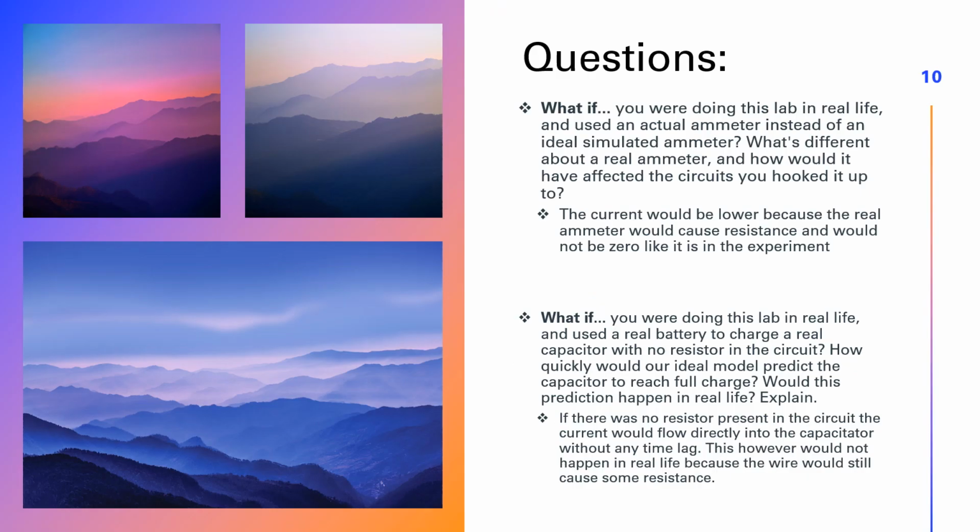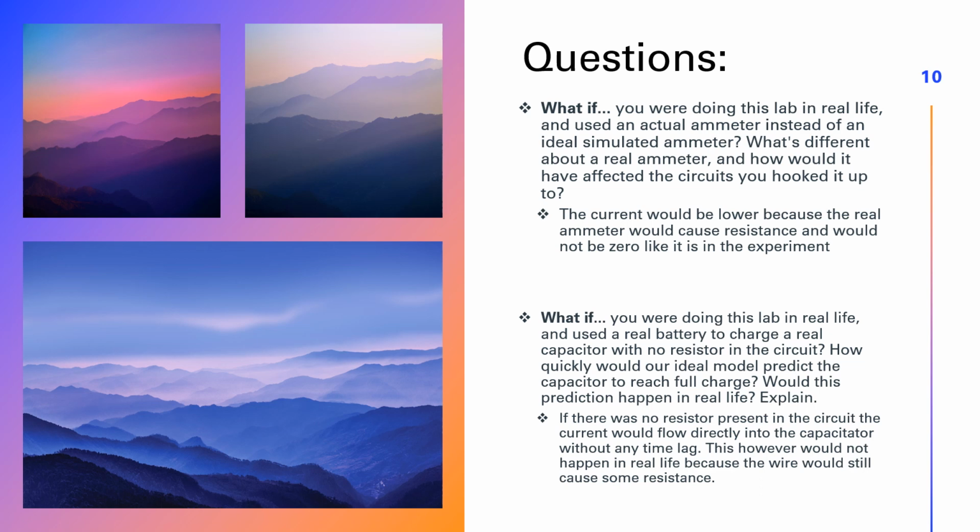What if we were doing this lab in real life and used an actual ammeter instead of an ideal simulator ammeter? What's different about a real ammeter, and how would it have affected the circuits you hooked it up to? The current would be lower because a real ammeter would cause resistance, which would not be 0 like it is in the experiment.